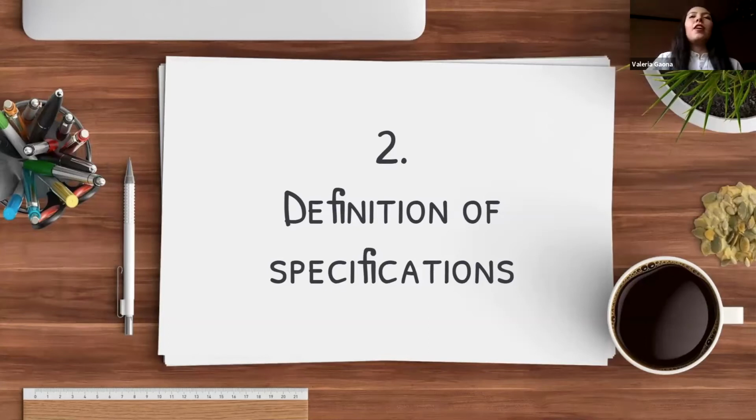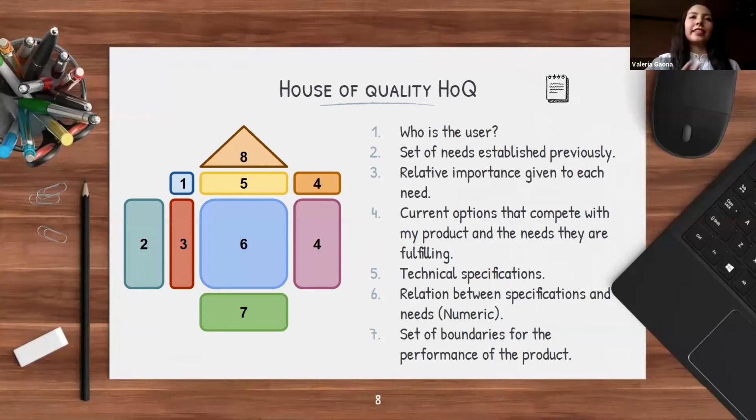All right, so now that you identified your needs, it is time to define some specifications for your product. For this, we're going to use the tool that is named the House of Quality that looks exactly like a house. In these figures, in number 1, you're going to write who is going to be the user of your product. In number 2, you're going to write the set of needs that you already established. In number 3, you're going to write the relative importance given to each one of the needs.